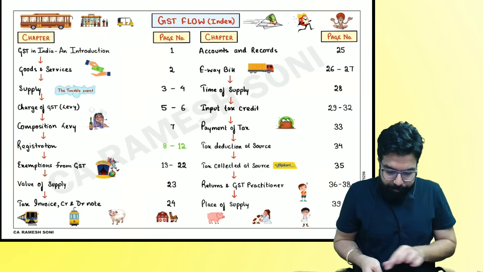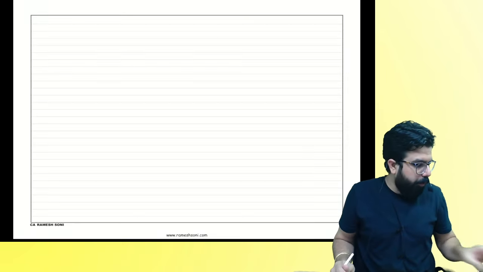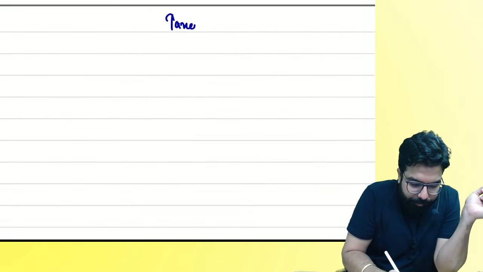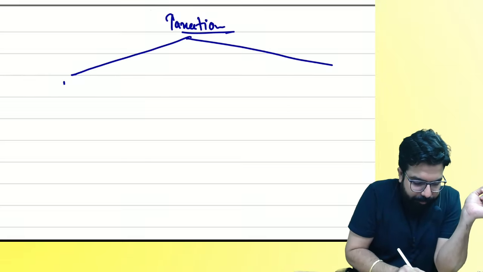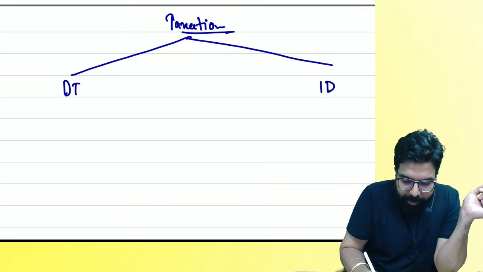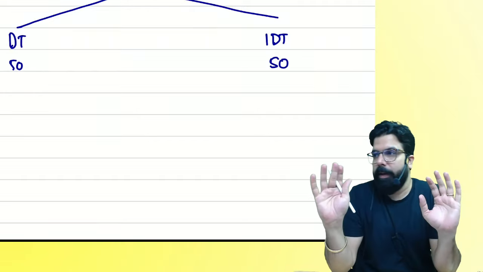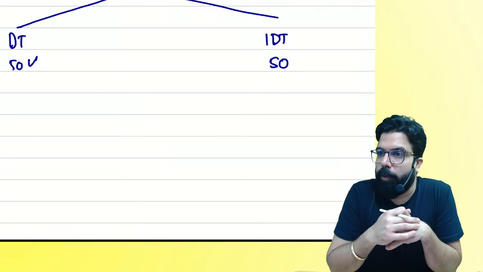Now with this small thing, let's go ahead and start. So can you tell me, when we talk about taxation, what are the two portions we have? Direct tax and indirect tax. Direct tax is 50 marks. Indirect tax is also 50 marks. Direct tax you guys are already done. Indirect tax we will be doing now.